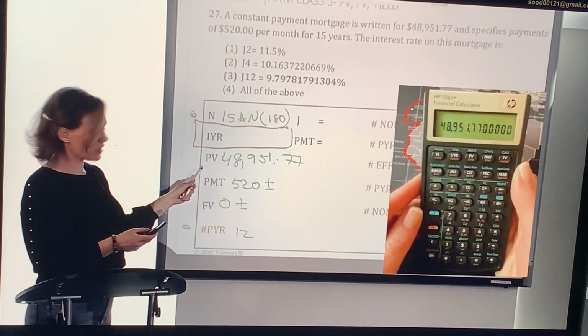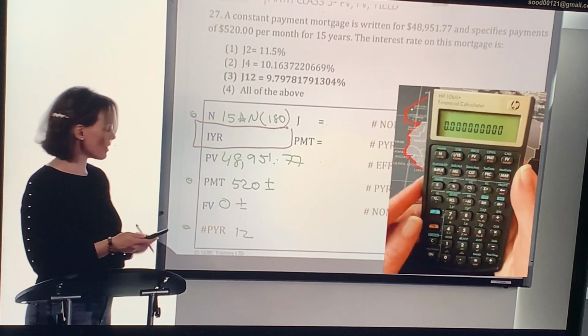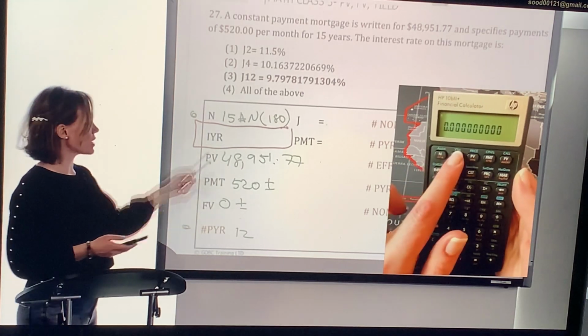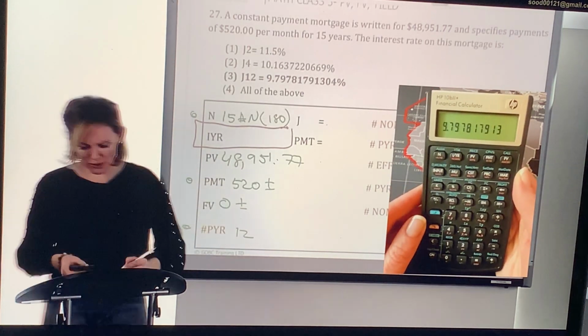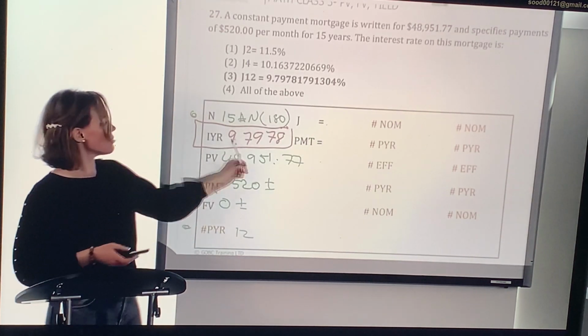48,951.77, that's the PV. 520 plus minus PMT, 0 plus minus future value. When you plug them all in, make sure PYR is also in, then you press your IYR, and mine came up to 9.7978. So you get the whole number in here.